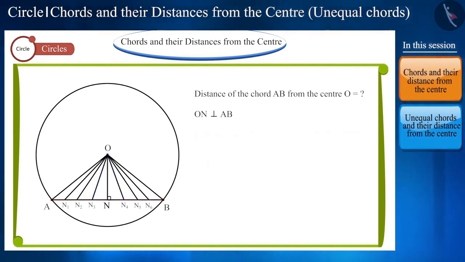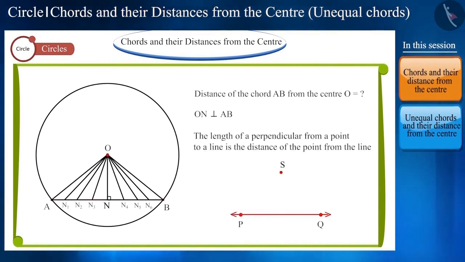Friends, in mathematics, we define this shortest length ON as the distance between O and AB. So, now we can say that the length of a perpendicular drawn from a point to a line is the distance of that point from the line. For example, in this circle, the distance between center O and chord AB will be ON, which is perpendicular to chord AB.